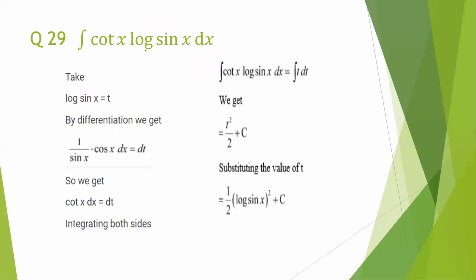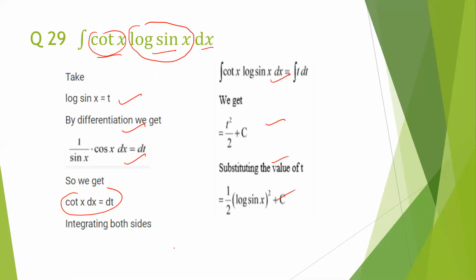Now here we are not able to identify quickly what to take as t. So you can take this log sin x as t. Why are we not taking cot x as t? The derivative of cot x is minus cosec square x, but minus cosec square x is not present there. So we have to take log sin x as t. Clear? So cot x dx equals dt. Put the values here and you will get the answer.